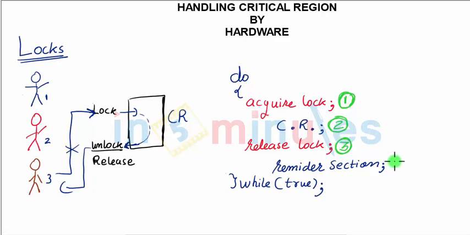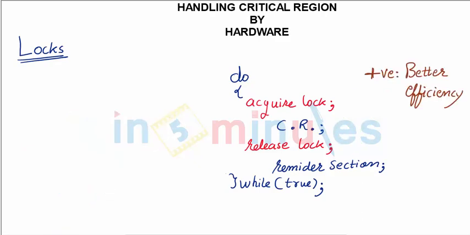By the remainder section, we are simply informing everybody that yes, I have left the critical region, so the next one can go in. So it's a simple 3-step process: acquire a lock, access the critical region, and release the lock. This would be done by each and every process accessing the critical region, as we have seen in this diagram.